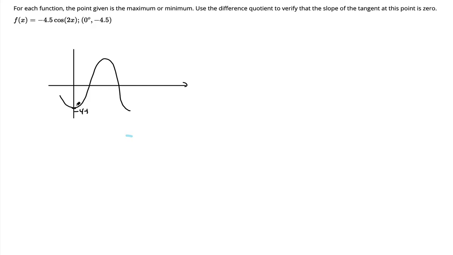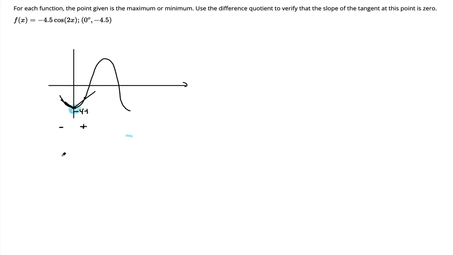Now with the rate of change, what we can do is pick a value a little bit to the right and see if the slope is positive, and pick a value a little bit to the left and see if the slope to the 0 there is negative. So slope is negative here and positive here. That verifies this is going to be a minimum.